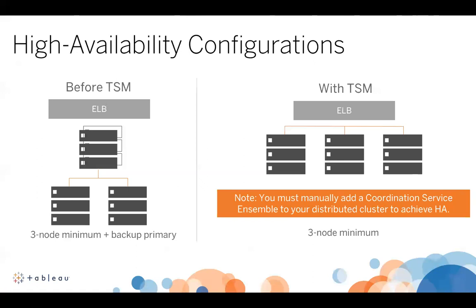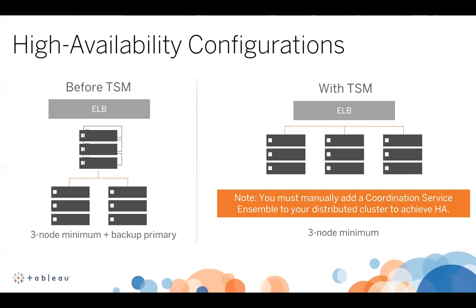All nodes in the cluster are peers. And so in the past, if your primary went down, then you needed to have a backup primary in order for licensing to work properly, for example. This meant that you needed 4 machines minimum to have a highly available system. With TSM, you only need 3 nodes, the same 3 nodes, so that they can maintain quorum. If one of the nodes goes down, in particular if the node with licensing service goes down, we provide you a mechanism to move that process to a different node in the cluster and recover quickly.